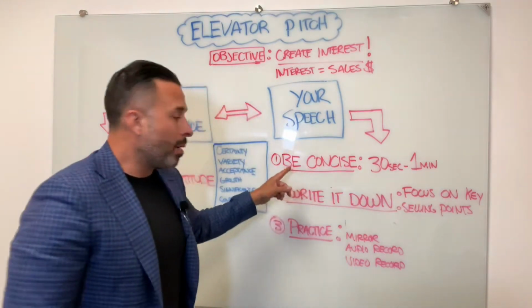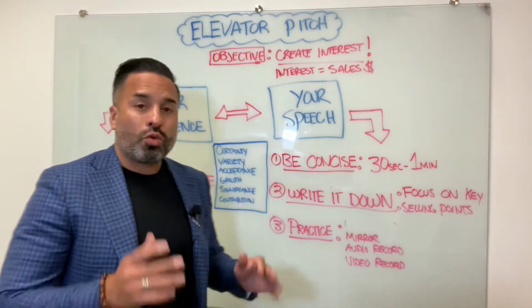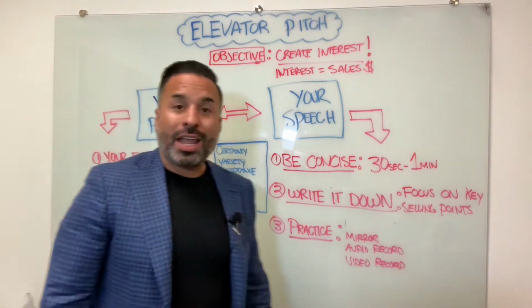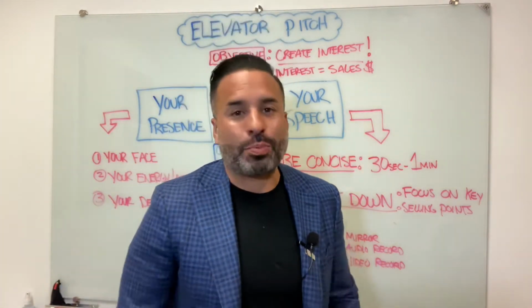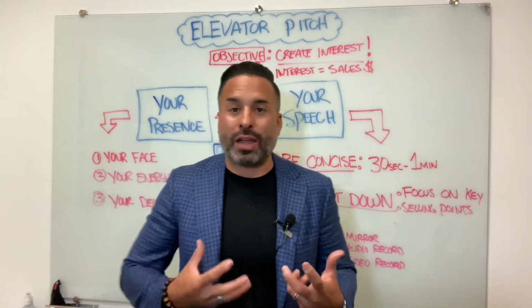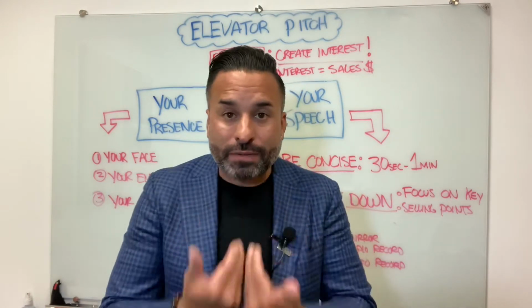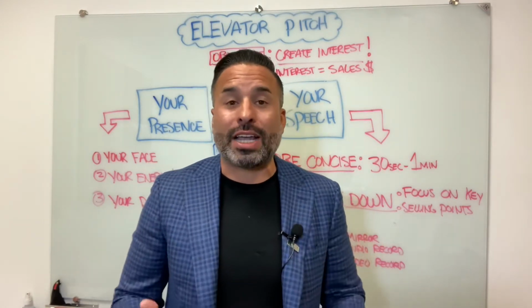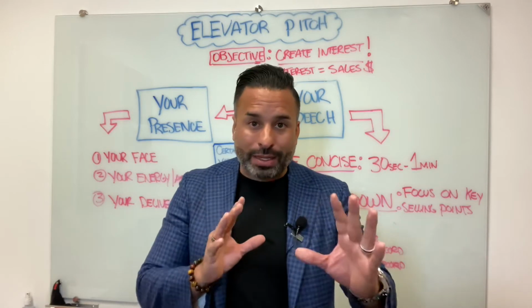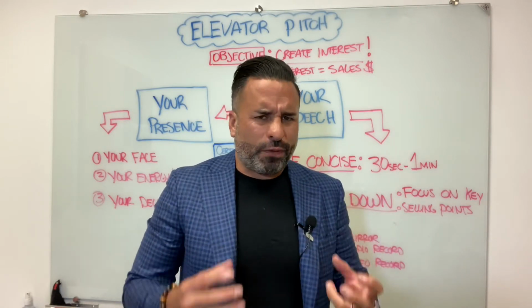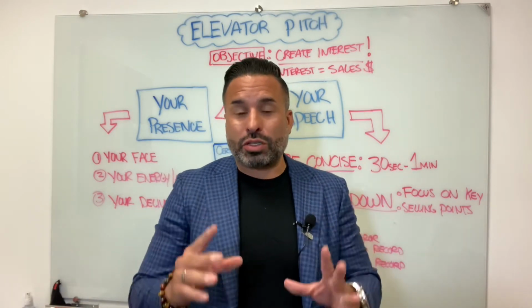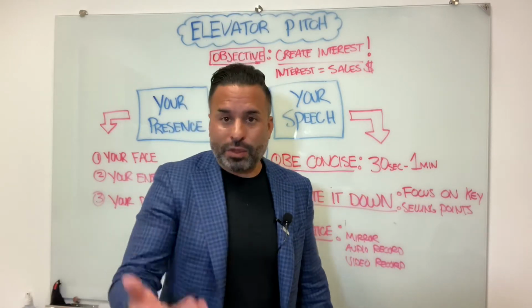Number 1, be concise. Number 2, write it down. Number 3, practice, right? You have to practice this. This is something you have to polish. You have to get comfortable. You have to feel convicted and certain about what you're saying, because that's really going to impact whether they trust you, whether they feel like you're actually an expert in what you're saying, so that they can really follow and get persuaded by you, right?